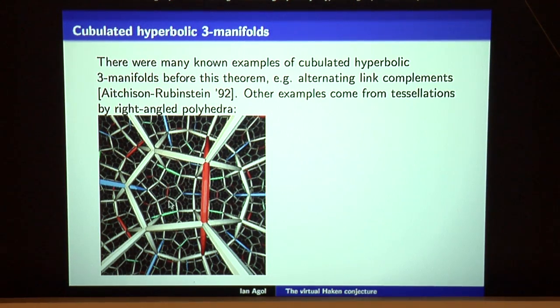So you stick a vertex in the middle, you take the Poincaré dual picture, and that will be a cube complex structure on hyperbolic space. So this comes from a right-angled dodecahedron. But any right-angled polyhedron in hyperbolic space will give rise to a hyperbolic manifold or a tessellation by right-angled polyhedra, which is going to be dual to a cube structure on the manifold.